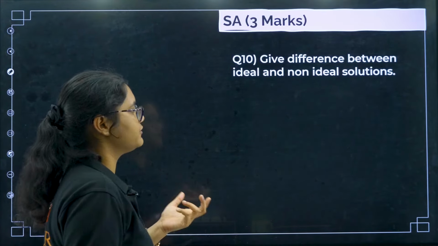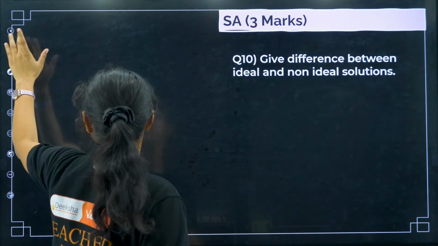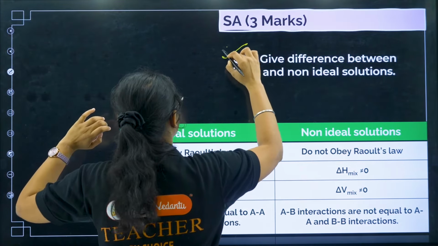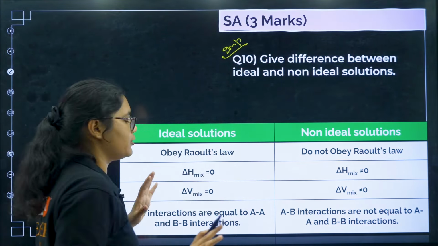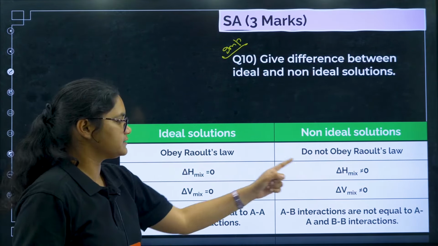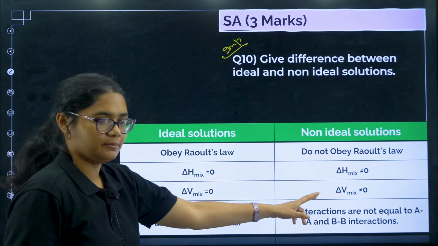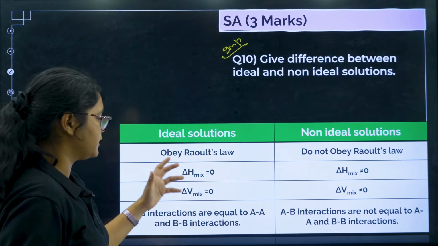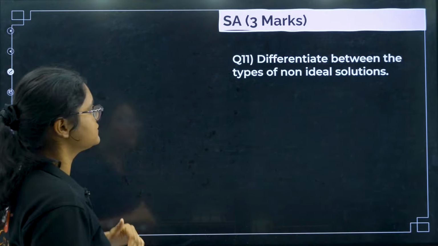Okay, next, give the difference between ideal and non-ideal solution. Very important question. Okay, this is a very important question. At least 3 points you should be knowing: obeys Raoult's law, does not obey Raoult's law, delta H mix, V mix, then AB interactions. About these 4 things we can talk about ideal and non-ideal solution.